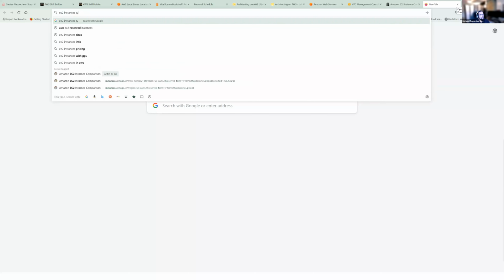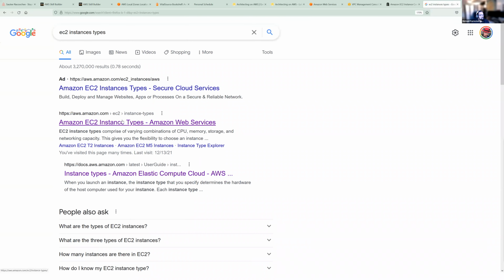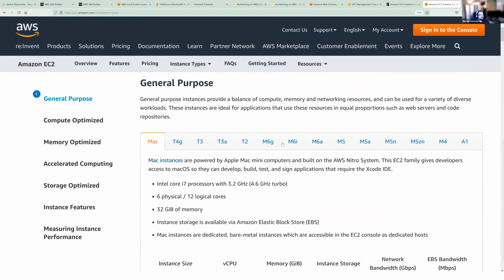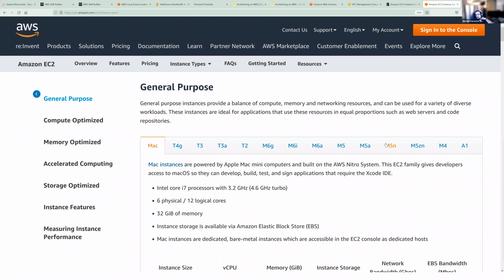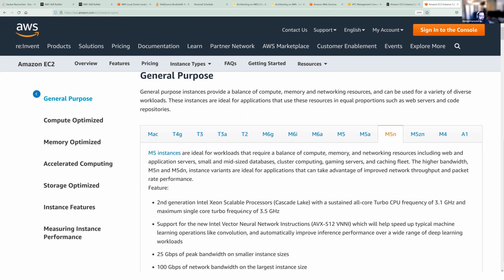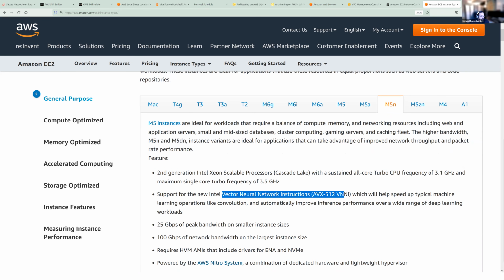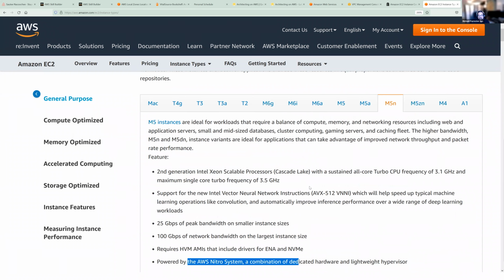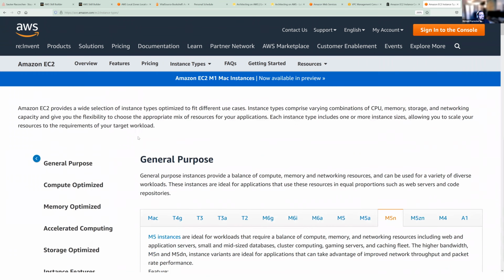So I usually just type in EC2 instance types, and then I go actually look at the documentation. Now here are the general purpose types. Notice I said M or T actually is literally general purpose. There's A's in here. You might say, well, what's the N? Neural networks? Oh, the Nitro system, that's what it is. It's the Nitro system that we were talking about before. It's a lightweight hypervisor with dedicated hardware, super fast, designed by Amazon, right?